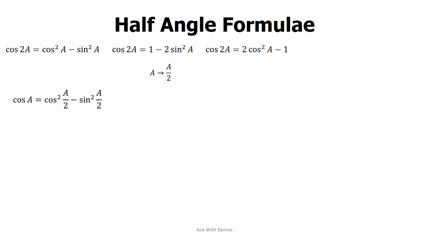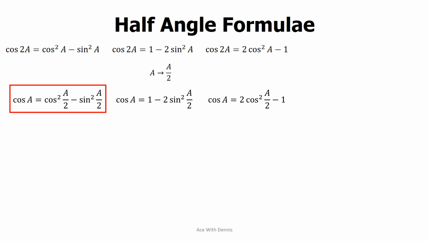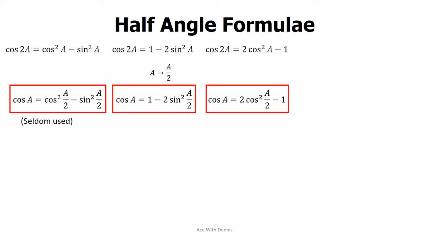So the whole formula will become cosine A equals cosine square A over 2 minus sine square A over 2. Similarly, for the second formula, cosine A will be equal to 1 minus 2 sine square A over 2. And the third formula, cosine A equals 2 cosine square A over 2 minus 1. The first formula here, we can remember, but we seldom use it. We usually use the second and third formula.